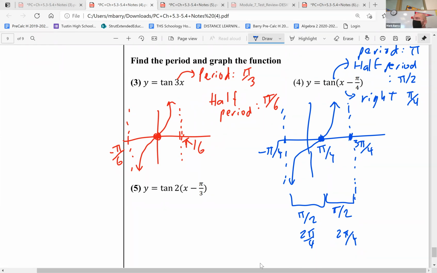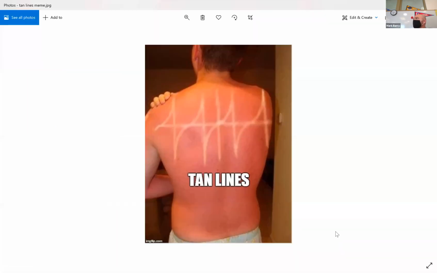Does Mr. Barry have a meme for tangent graphs? You bet your asymptote. There it is. Tan lines. Boom. That's actually a picture of me like 10 years ago. I put that sunscreen on my back like that so I could create this meme. That's dedication. That's actually not true. That's not me. I found this on the internet, okay? All right, cool. I always wear sunscreen because I'm super white and I don't want skin cancer, okay?